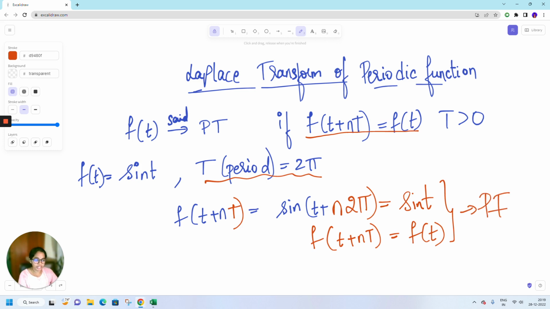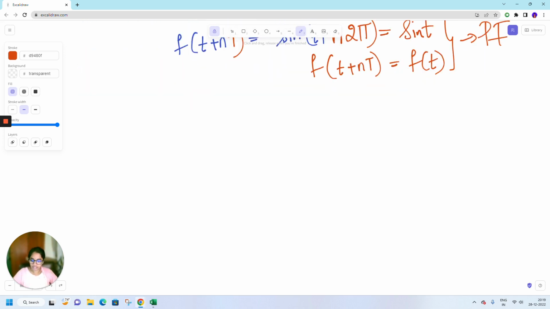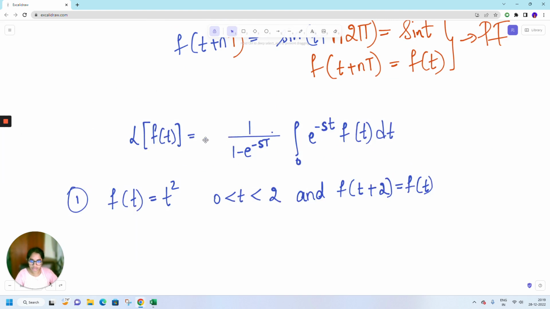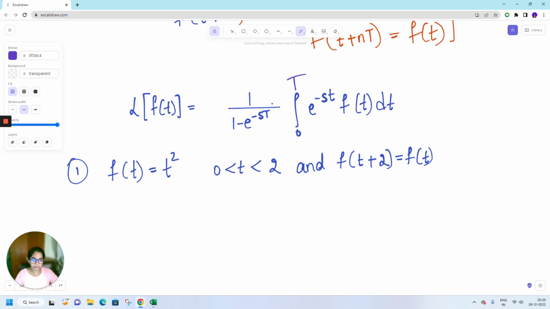Now let me take a problem on periodic function. So this is the formula of periodic function, that is Laplace of f of t is equal to 1 divided by 1 minus e power minus sT, integration from 0 to T of e power minus st f of t dt. So you should know this formula. Now let me take a question.